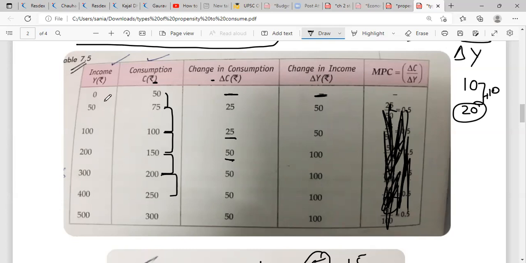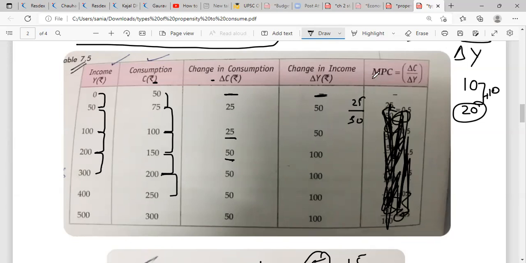So the first one will be a dash. Second, from 0 to 50, so 50. From 50 to 100, 50. From 100 to 200, 100. 200 to 300, 100. Like this. Got it? And then you have to find the MPC. So you will put delta C over delta Y, like 25 divided by 50. Clear?